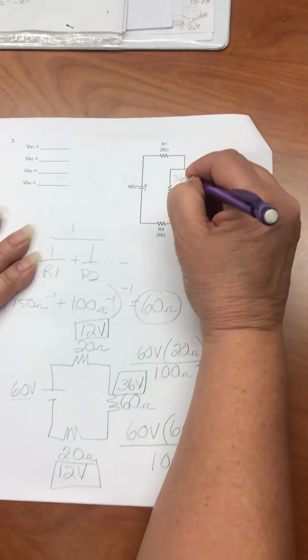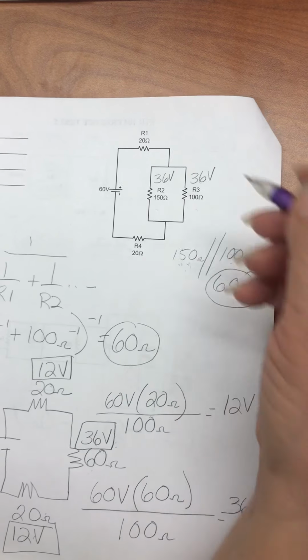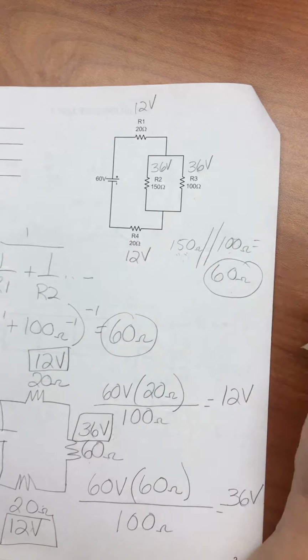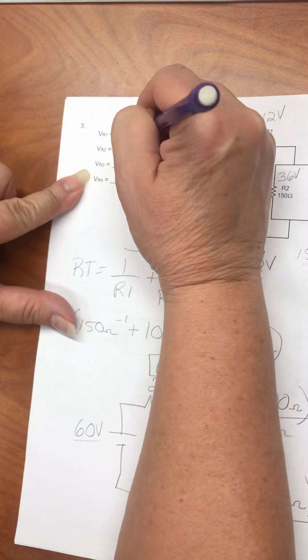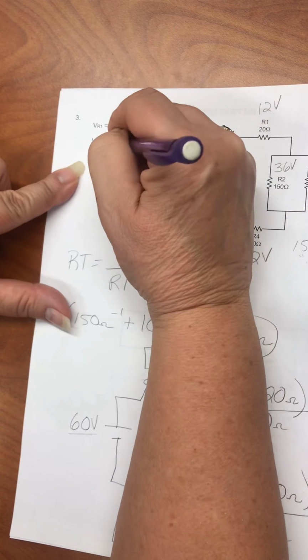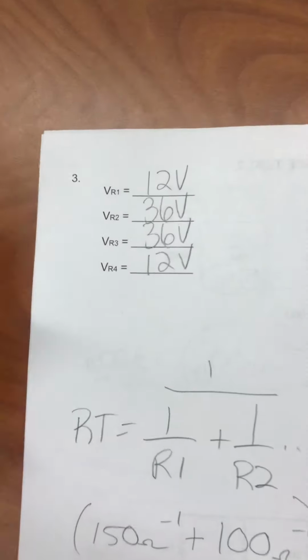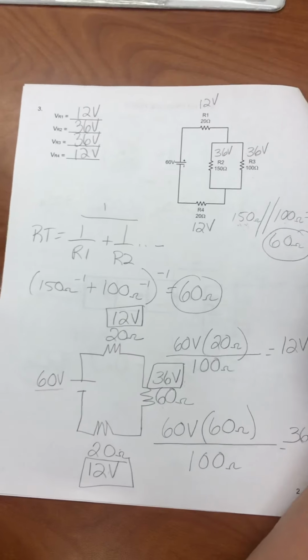So we got 36 volts here and 36 volts here. This remains 12 volts and 12 volts. We put our answers here as 12 volts, 36 volts, 36 volts, and 12 volts, and we are done. Okay, now try it on your own.